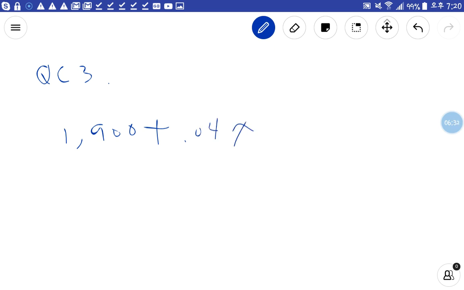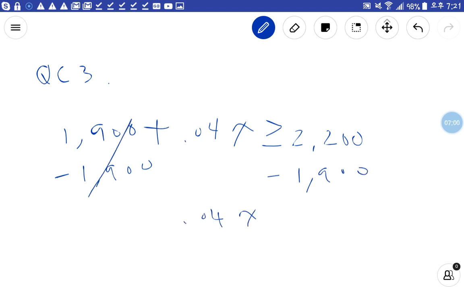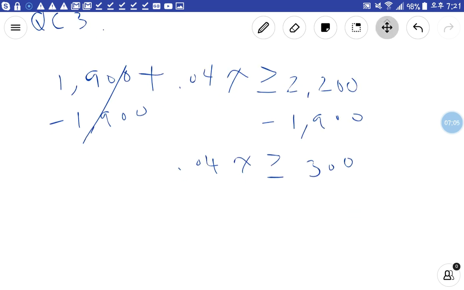That should be at least $2,200. At least means it should be the same or greater than that. Okay? So now how can we solve this question? I have to isolate this term, so I don't want to have 1,900. I'm going to subtract 1,900 from each side. Then you are going to have 0.04x is greater than or equal to 300. Now what do you do? You have to divide by 0.04 on each side. Then I can find out my answer.